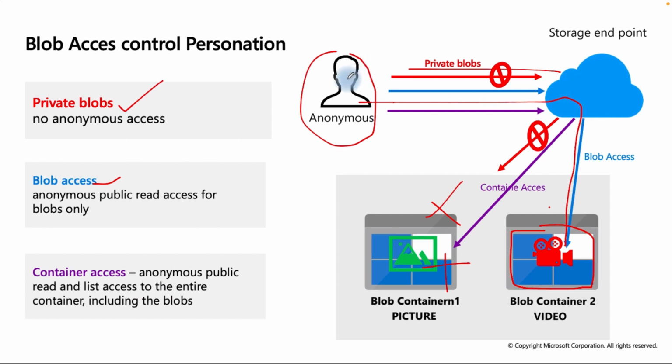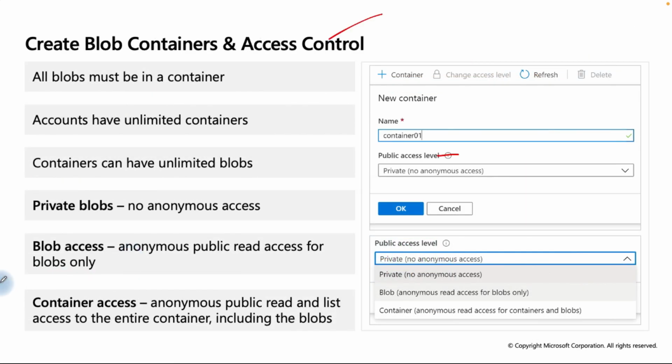So anonymous users can access all containers and also the blobs inside. I think you understand the access levels of blobs. Private means no anonymous access. Blob access means only the blobs inside the container can be accessed, and container access means you can access the container and the blobs. Okay, so I think you understand this blob access control presentation, or we can give the explanation also.